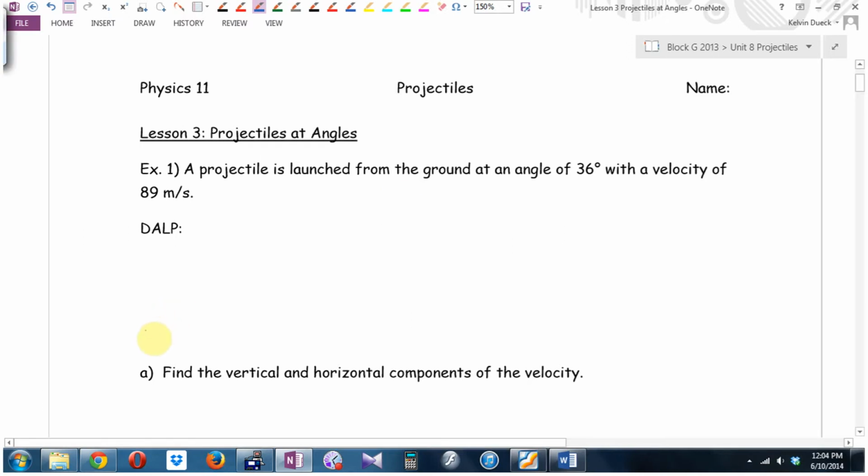So there's the ground. Here's my projectile. 36 degrees, eyeball it, is kind of about there.